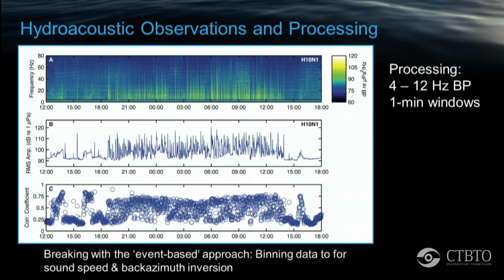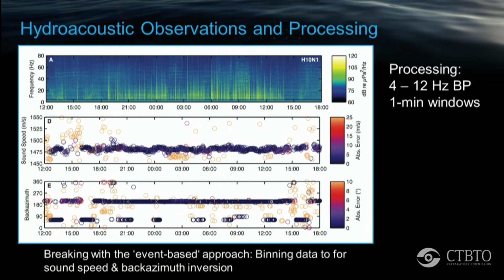So what we then do, in order to get a quantitative handle on this, is we bin it to the 1 minute windows, bandpass filter between 4 and 12 hertz, and then we run a plane wave fitting inversion to see where the angle is coming from and at what speed it crosses the array. So we have three hydrophones and two unknowns, which is the velocity and the back azimuth. So we can invert for that, and we even get an error estimate, which I've done here.